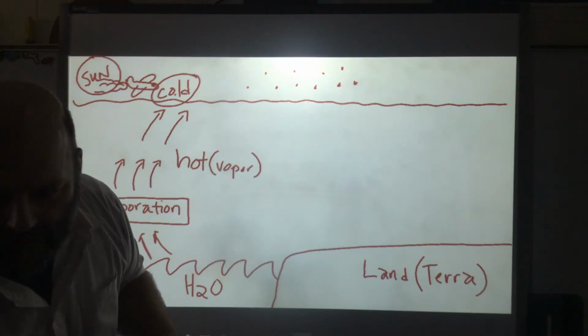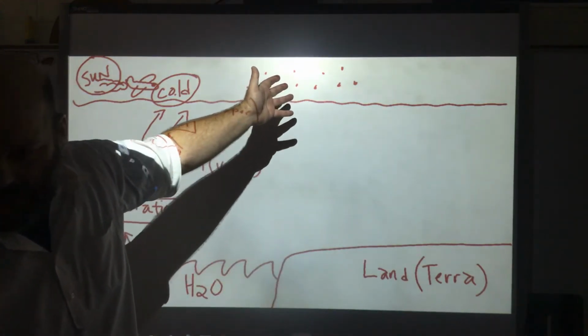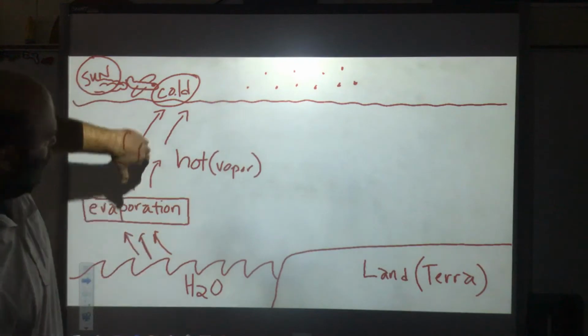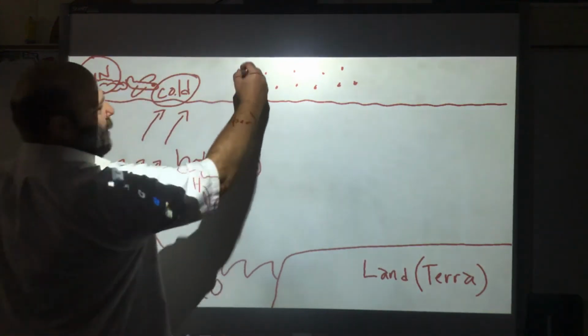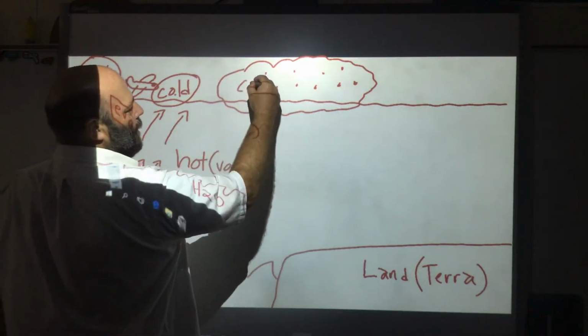I think it probably will start a storm or something. Well, yeah, clouds start to be made. Okay, so when this warm vapor goes up and hits cold air, clouds start to form. Okay, and this is condensation.